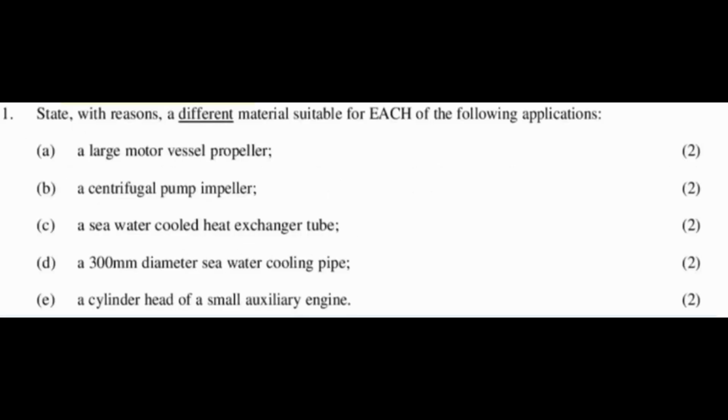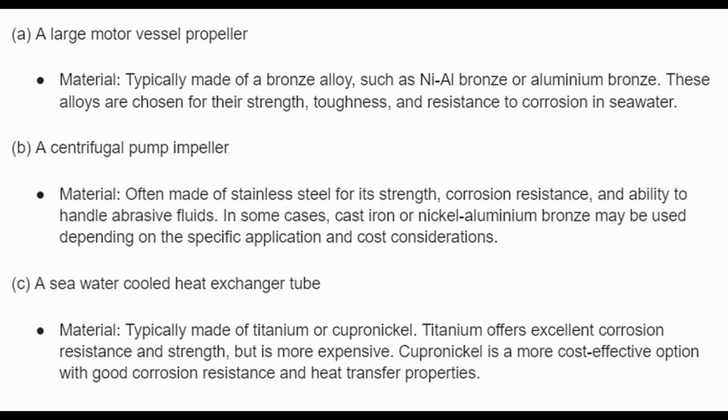State, with reasons, a different material suitable for each of the following applications. A. A large motor vessel propeller. Material: typically made of a bronze alloy, such as NiAl, nickel aluminium bronze, or aluminium bronze. These alloys are chosen for their strength, toughness, and resistance to corrosion in seawater.